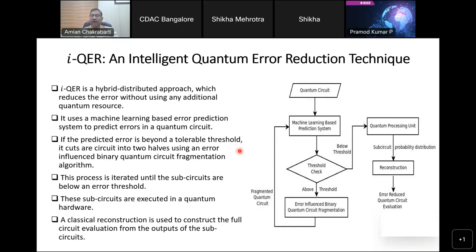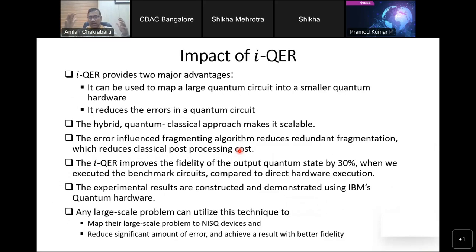Okay, so this is the algorithm which has been done, and this has been very well tested, and the results are pretty good, right? And we have shown that the quantum state fidelity has been enhanced. We are able to map them onto modern NISQ devices, using simulation as well as physical execution on IBM quantum hardware. And we have shown that it reduces a significant amount of error, gives better fidelity, and the cost in terms of error correction also reduces.